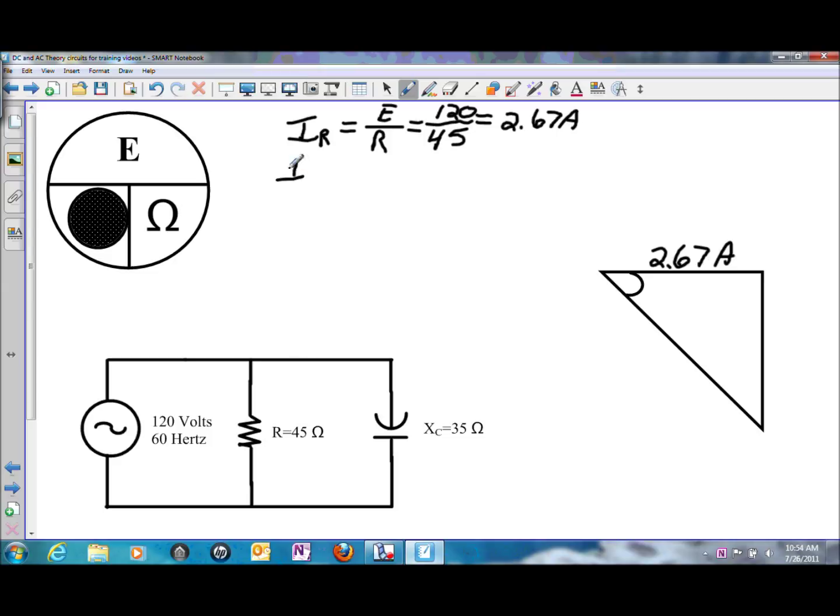We can calculate the capacitive current, and that will be source voltage divided by the capacitive reactance, or 120 volts divided by 35 ohms of capacitive reactance, and that will give us a current flow through the capacitor of 3.43 amps.